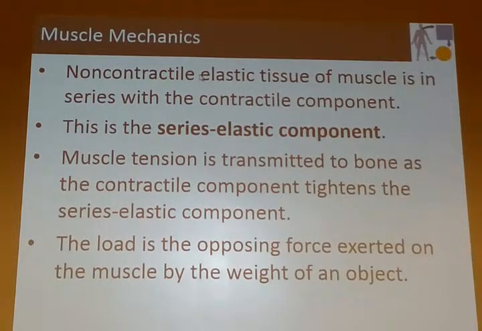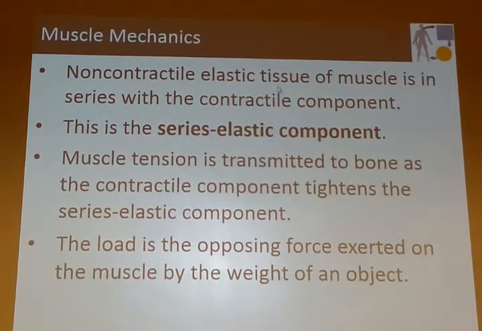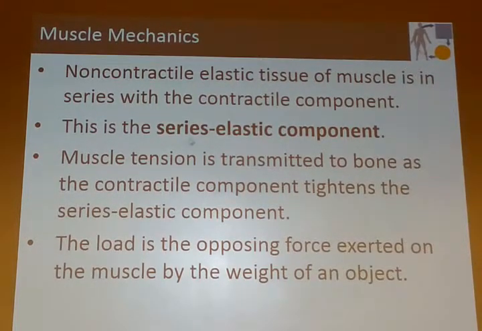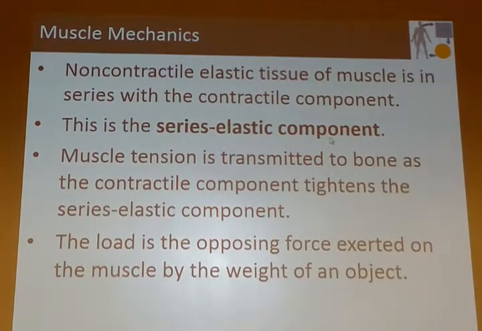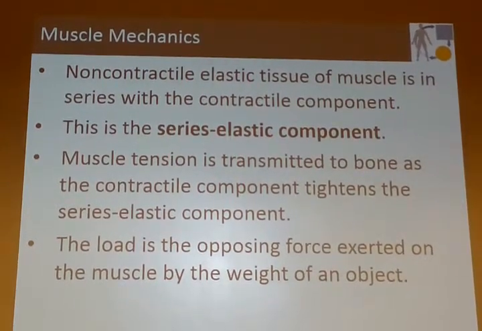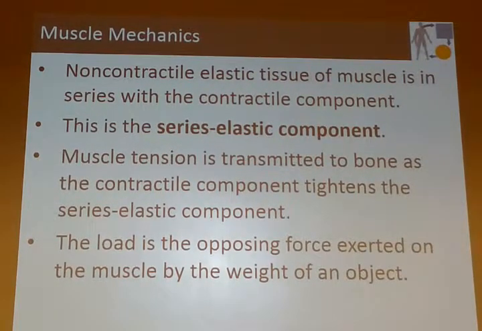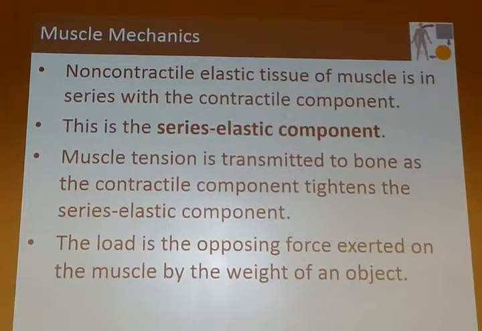The non-contractile elastic tissue. Inside the sarcomere we have titin. Outside, we have what are called series elastic components. These end up being the tendons that are attaching muscles to bone. So endomysium, perimysium, epimysium. When the muscle cell ends, those connective tissues come together and form the tendon. When the muscle contracts inwards, the tendons get stretched.